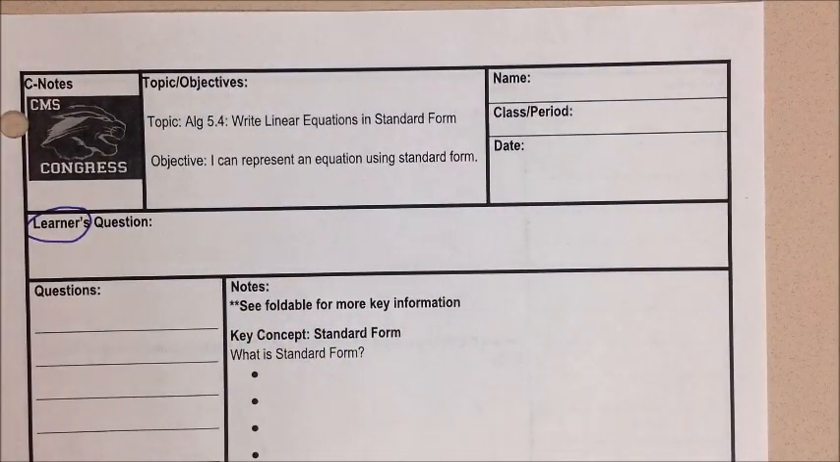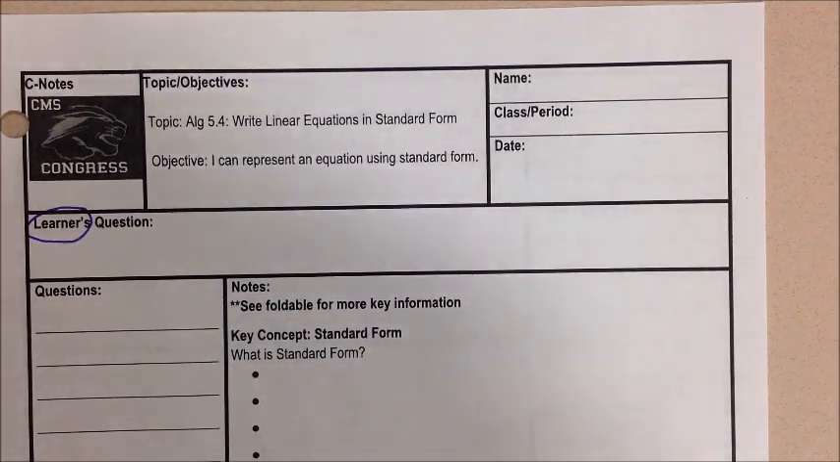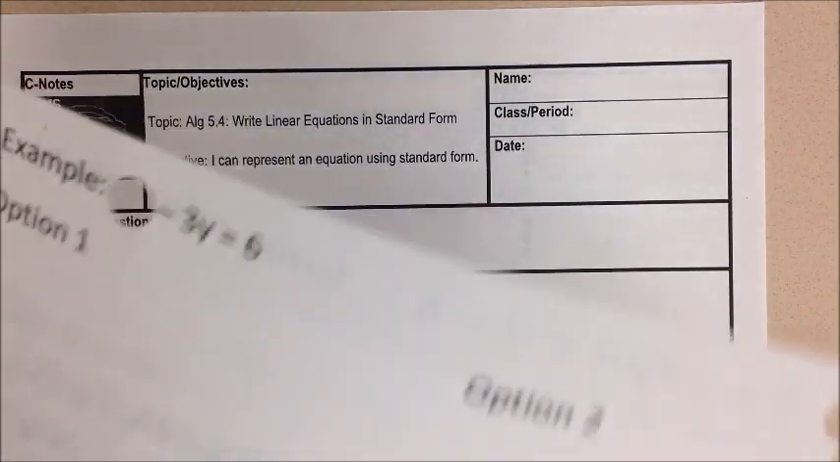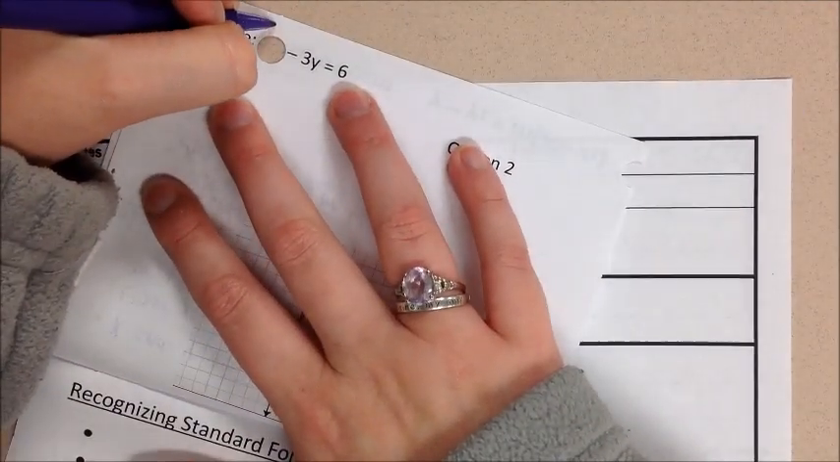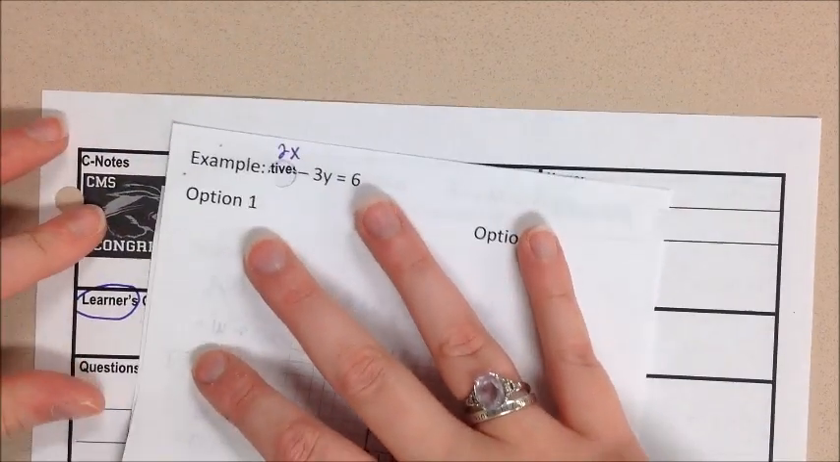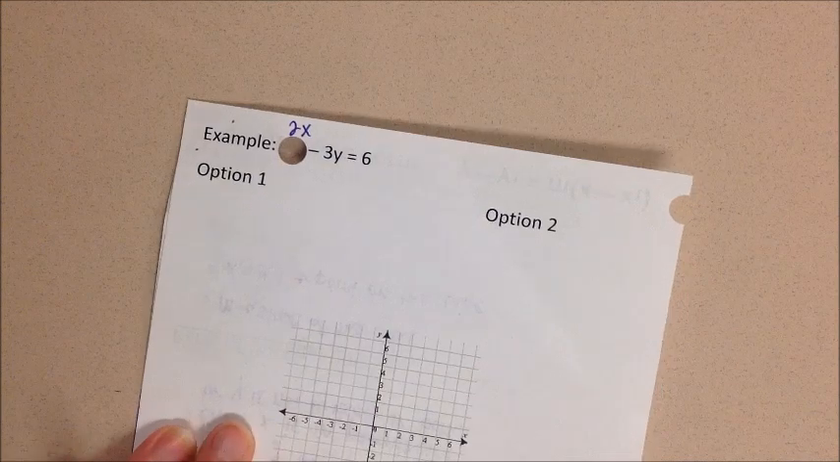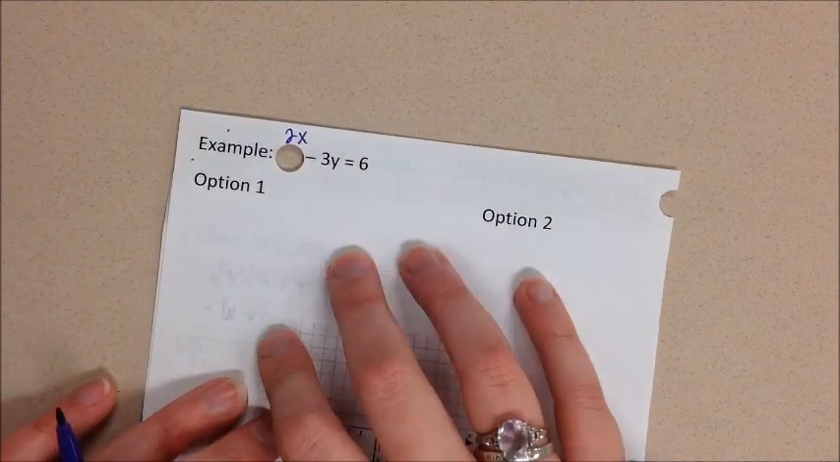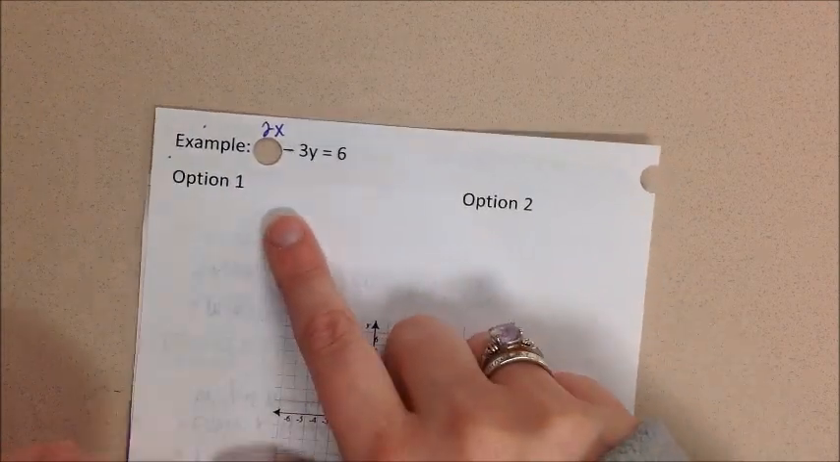So, we're going to go back to our foldable that we started creating on point slope form, okay, and we're going to flip to the standard form, okay. This should say at the top, if yours is missing like mine, it should be 2x minus 3y equals 6, okay. So if you don't have that, you need to make sure that that's written in because I had a hole in mine.